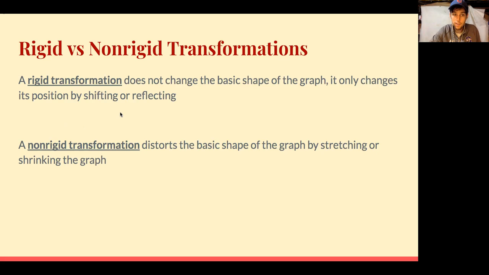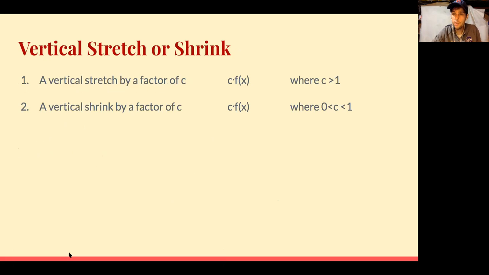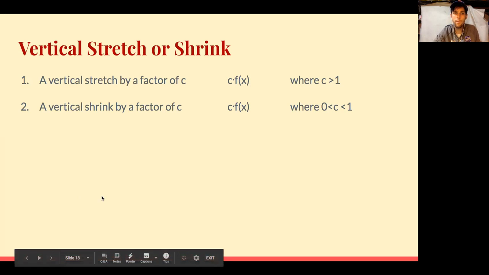This part is going to be talking about a type of non-rigid transformation called a stretch or a shrink. Our transformations are really only going to focus on vertical stretches or shrinks. We could also think about horizontal as well, and later on, when we start graphing trig functions, we will start discussing some horizontal stretches or shrinks that can occur. But right now, we're just going to focus on vertical.